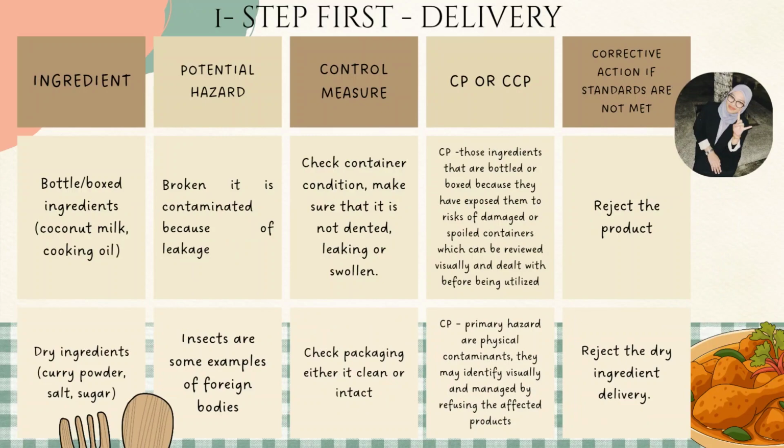The last ingredient is dry ingredients, such as curry powder, salt, and sugar. The potential hazard is insects and some examples of foreign bodies. The control measure is to check the packaging, whether it is clean and intact. CP or CCP for this product is CP. The primary hazard is physical contaminants. They may be identified visually and managed by refusing the defective product. Corrective action if standards are not met is to reject the dry ingredient delivery.